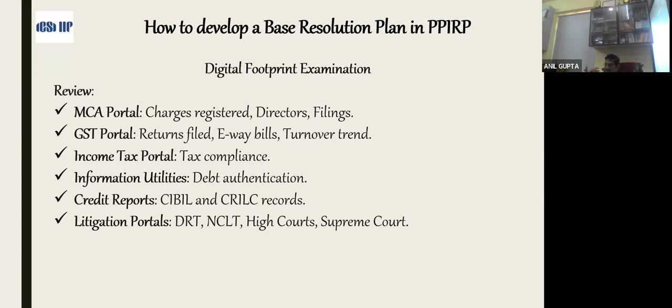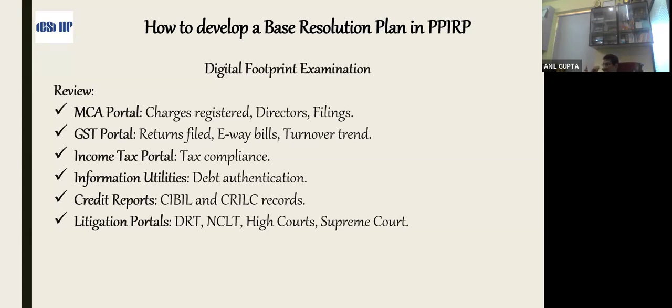And the income tax portal, whatever the tax compliances, how many tax returns, up to how many assessment years or financial years the tax returns are submitted. That information is also required. And the credit reports, the CIBIL or CRILC, that is the Reserve Bank of India's large-scale loans reporting, that bankers will provide. And the litigation portals, whether there are any cases against the company under DRT or NCLT or High Court or Supreme Court, all these things. Why?